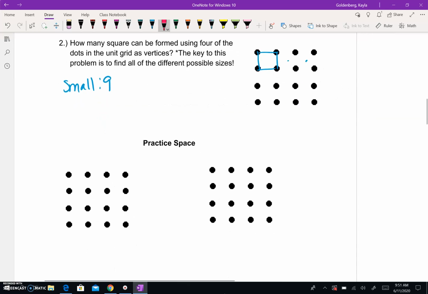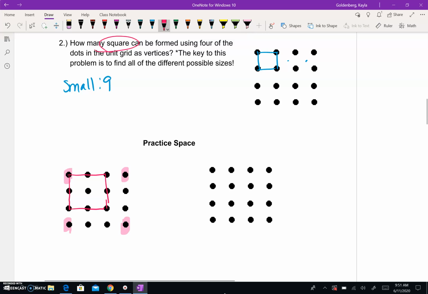Let's try and do the next size. So the next size would be bigger, right? We would have this one. Because remember, they did say squares, so we can't do rectangles. So that's 1. But I could also think about focal corners. So there's 4 corners. So you could jump to 4 as your shortcut.